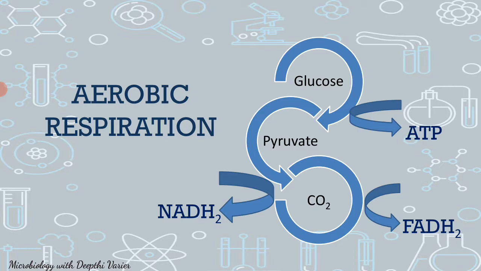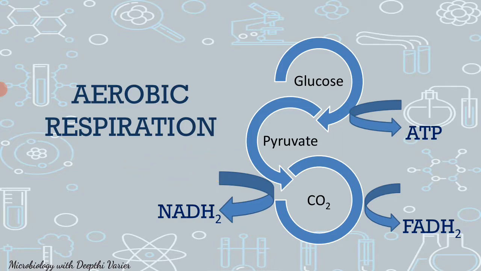Now, during the conversion of glucose into carbon dioxide, there is release of ATP at certain points, that is the substrate level phosphorylation, and there is release of NADH2 and FADH2. These are the three major byproducts that are obtained when glucose is being completely broken down into carbon dioxide. What I have just told you is what we call aerobic respiration.